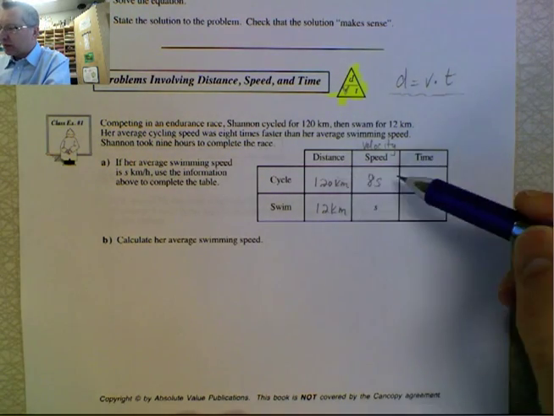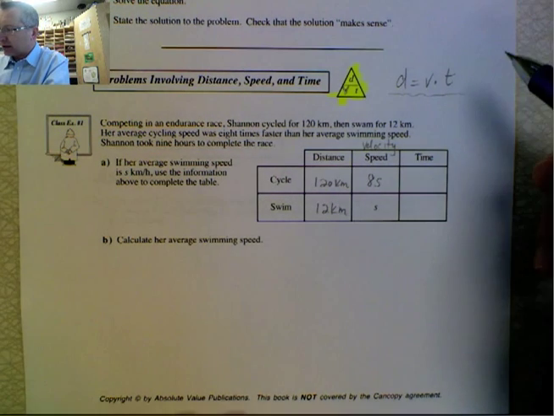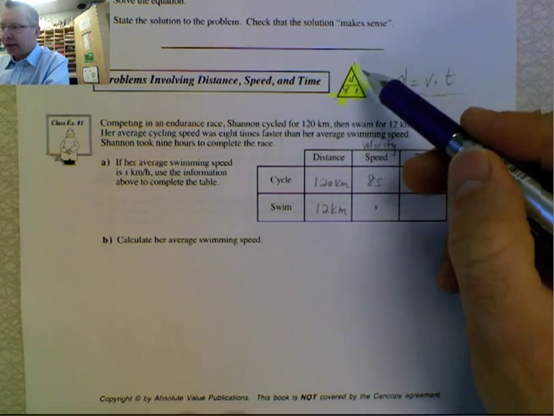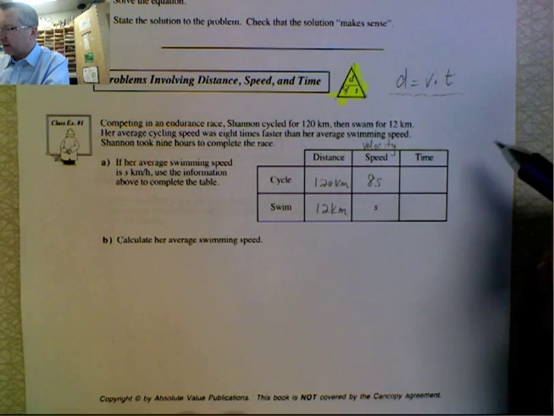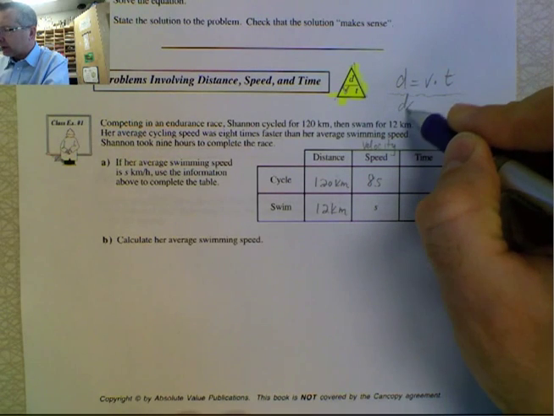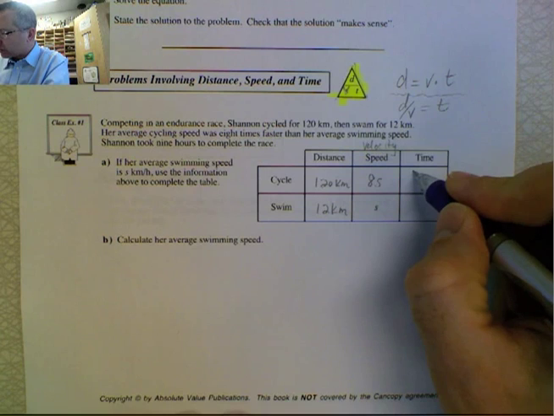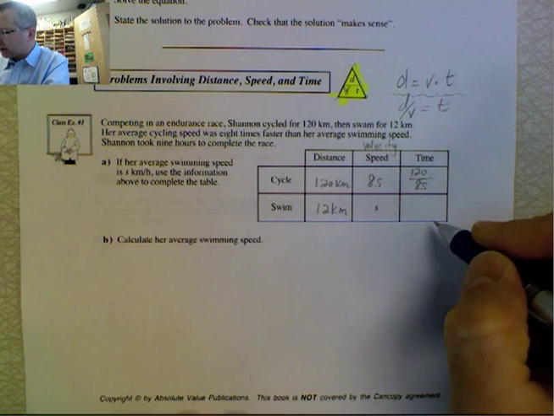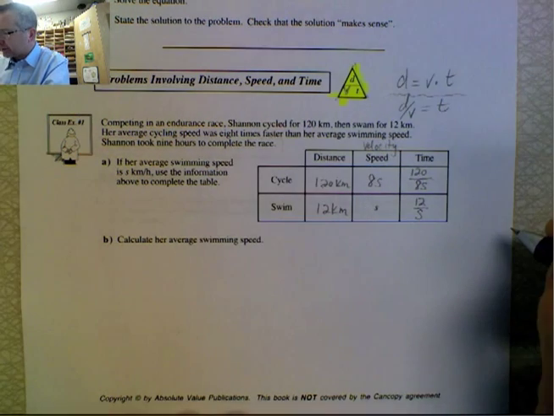So what we do is use distance and speed, or distance and velocity, to calculate time. If you look at your little triangle here, it tells us distance divided by velocity is going to give us time. Or if you manipulate this formula for time, you get distance divided by velocity is time. So our expression for time for cycling is 120 over 8s, and for swimming is 12 over s.